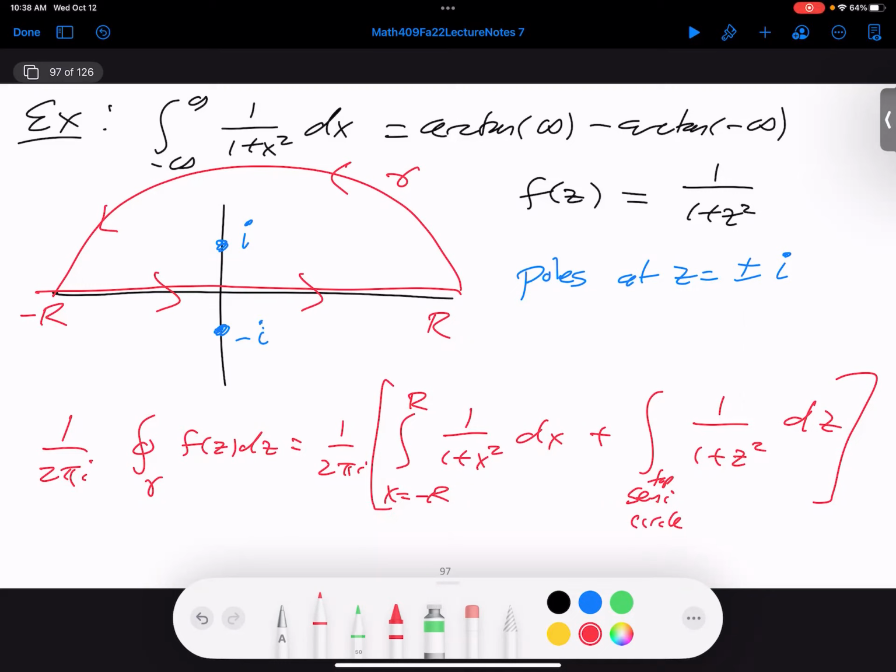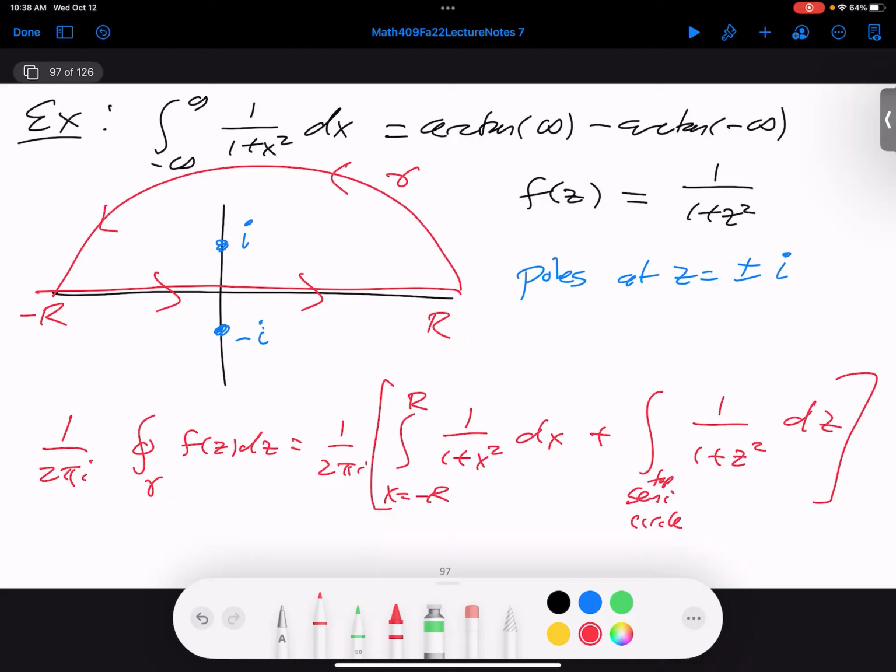Okay. Everybody comfortable with where we are so far? So I'm going to show that this part over here goes to 0. Well, this part over here, this is just equal to the -1 Taylor coefficient. Do I need it at i, minus i, or both?